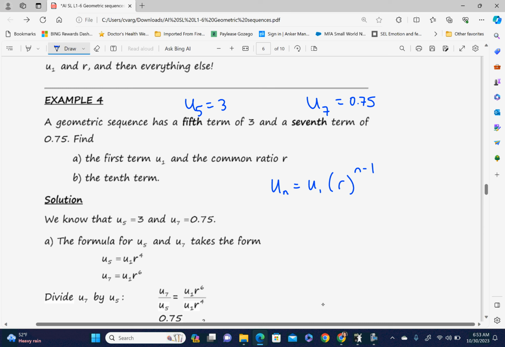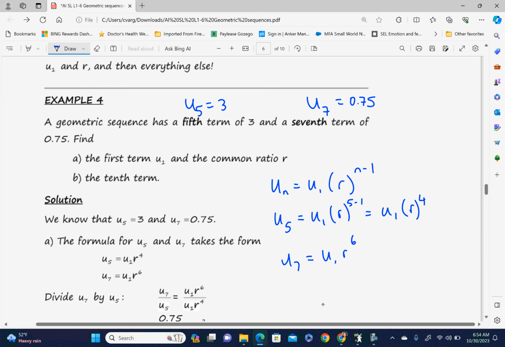So U5, so n is 5, is equal to U1. We don't know what the ratio is, so we're going to leave that. But we know that n here is 5, so we're going to plug in 5 minus 1, which is the same thing as U1 r to the 4th, okay? We're going to do the same thing here with U7, so U7 is equal to U1 r to the 7 minus 1, which is 6, okay? So we now have two things that we can go ahead and use to solve.